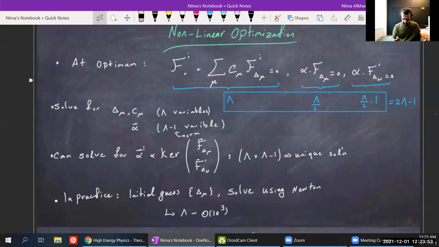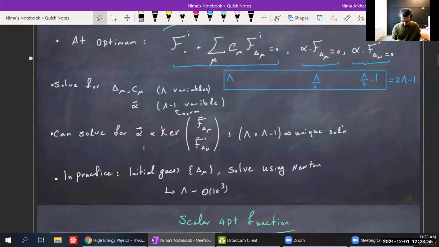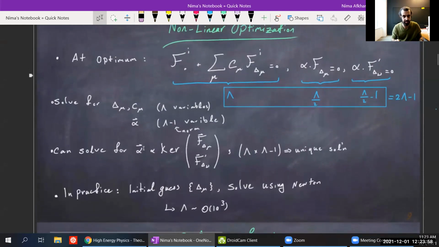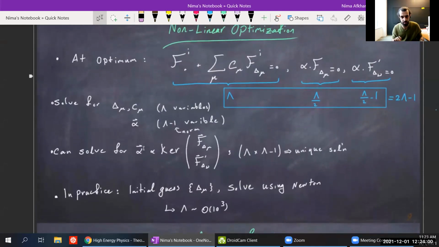Yeah, are there any questions about this? Because I think now I'm going to move on to the more complicated case, about the logic of what we did here.